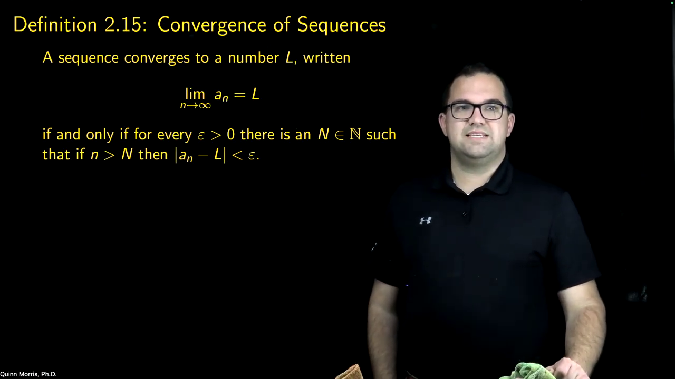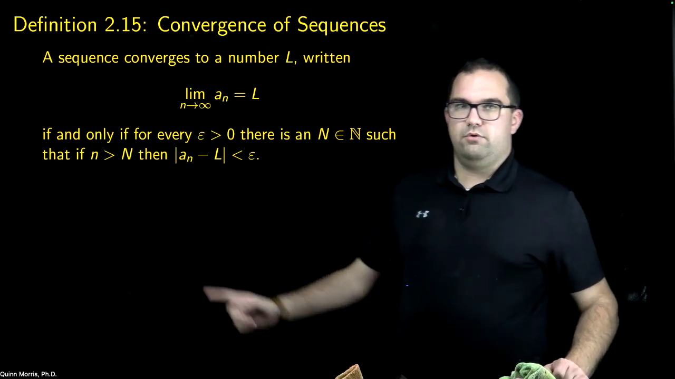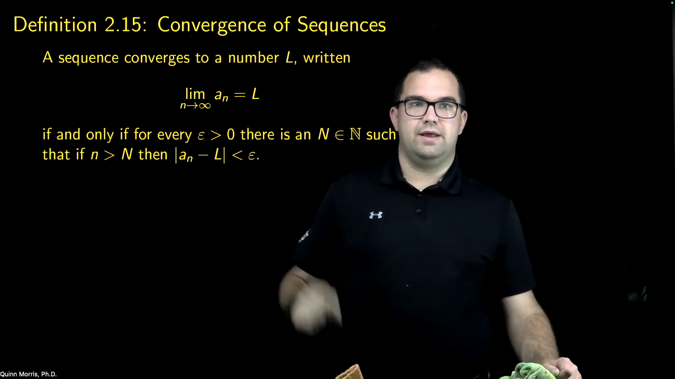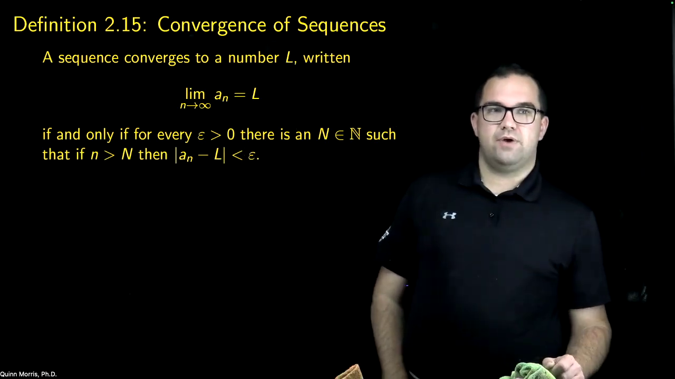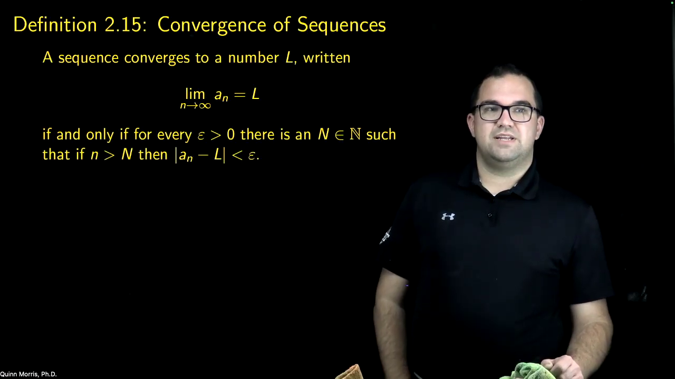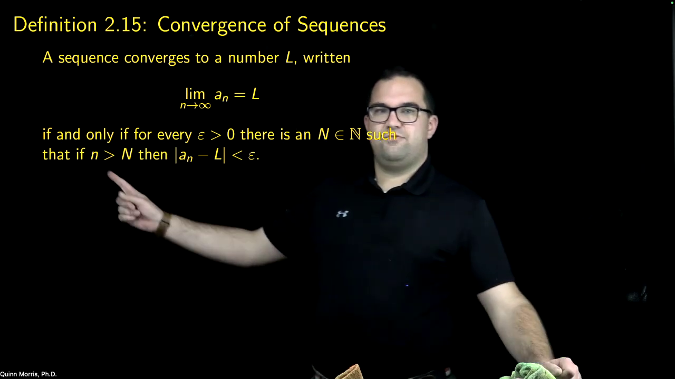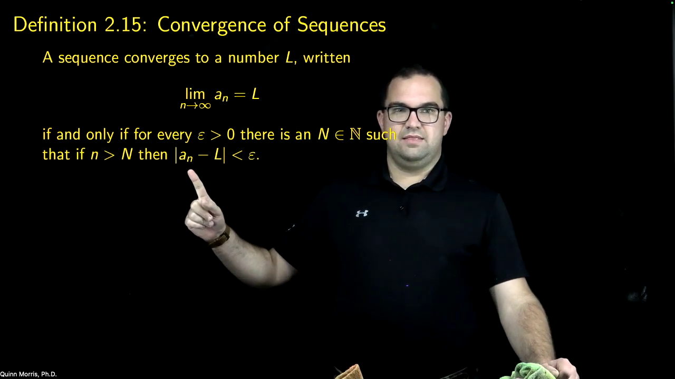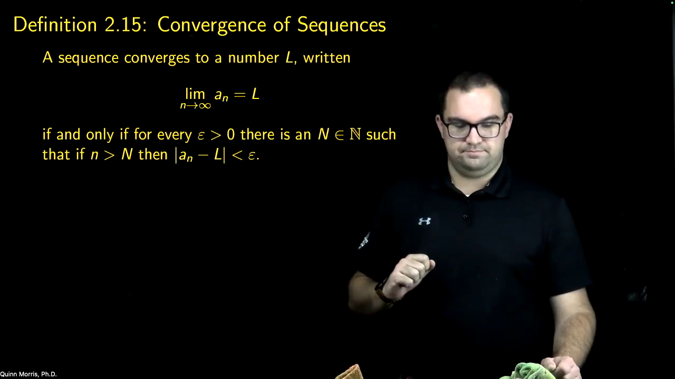So we will say that a sequence converges to a number L, and we'll write that as the limit as n goes to infinity of a sub n is equal to L, if and only if, for every epsilon greater than 0, there's a natural number capital N, such that if little n is greater than capital N, then the difference between a sub n minus L will be less than epsilon.